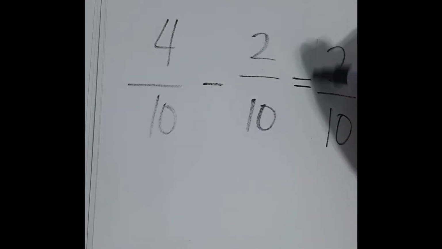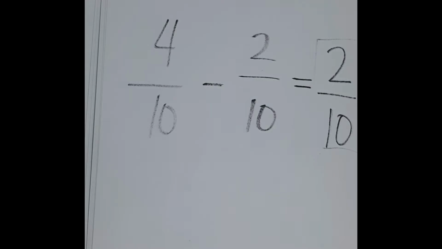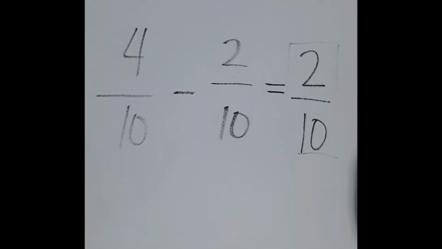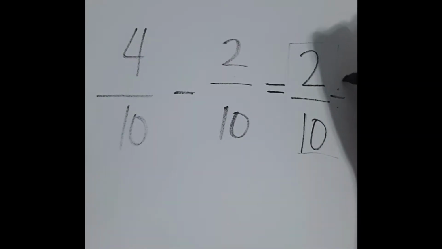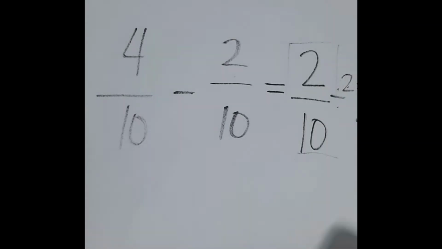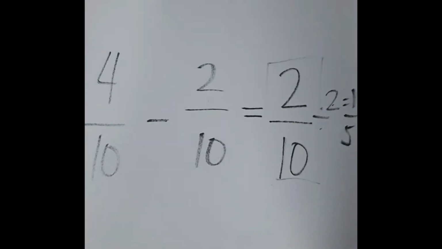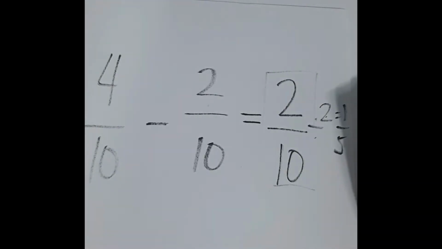So, we can reduce this into lowest term. So, mag-isip tayo ng GCF para makuha yung lowest term nito. So, let us divide this by 2. So, 2 divided by 2 is 1 and 10 divided by 2 is 5. So, the final answer is 1/5.